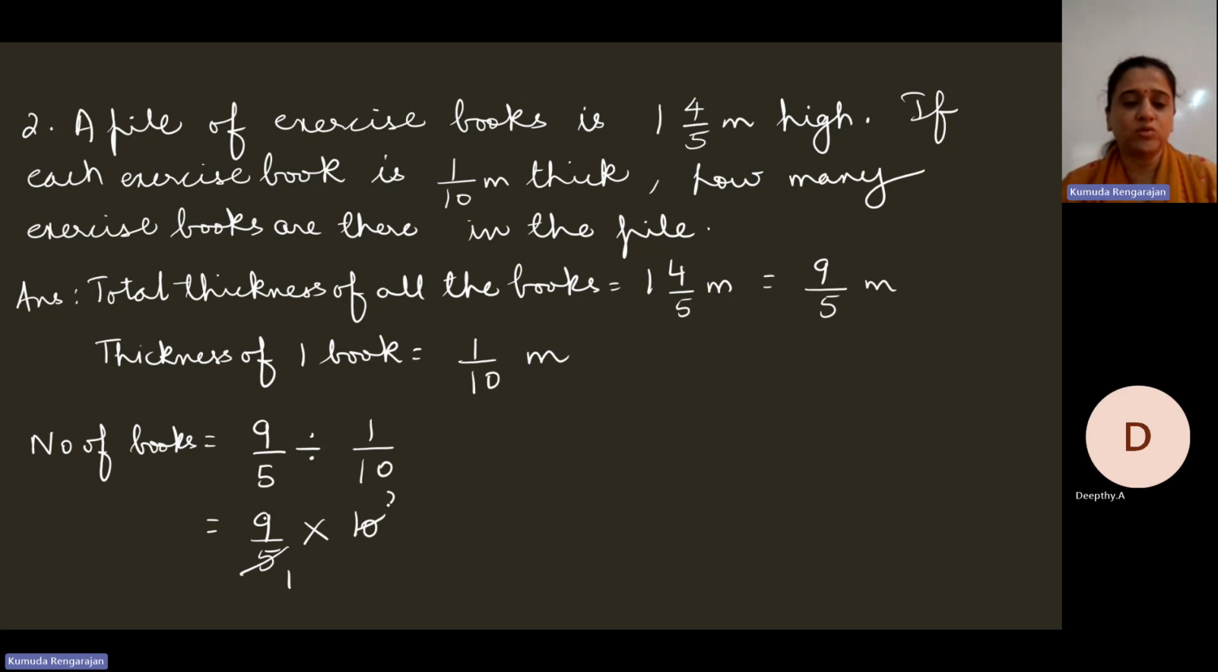5 ones are 5, 5 twos are 10, okay, so 9 twos are 18. Number of books is equal to 18.